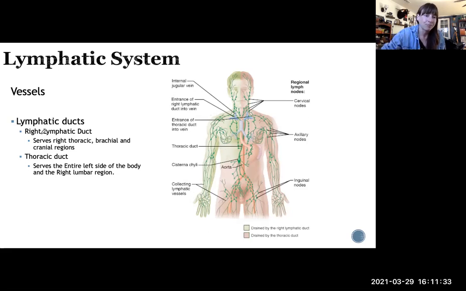Your thoracic duct is going to receive lymph from the entire rest of your body. Left side of the head and neck, left arm, left thorax, abdomen in its near entirety, and both of your legs, believe it or not. I don't know why this is, but it's a trick.